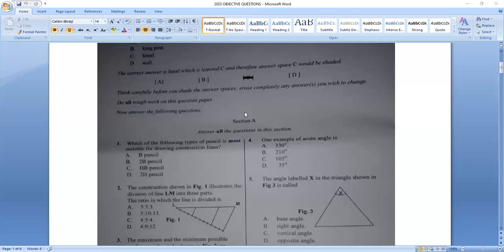It's very important that you practice this subject. When you practice it, you become a master at it. Now, this is 2023 WAEC technical drawing objective questions. So I'm going to provide answers to the questions, and as you go along with me, we are going to do it together.